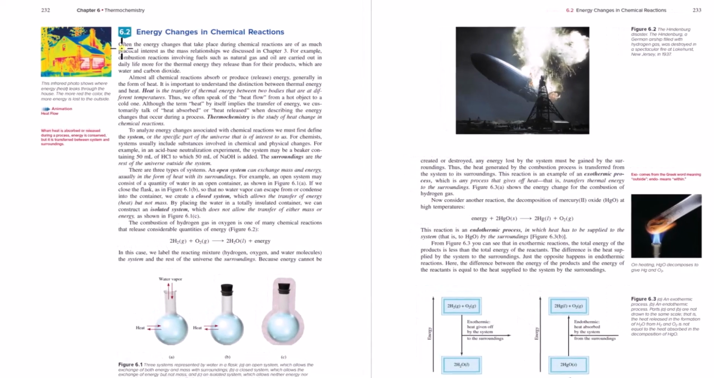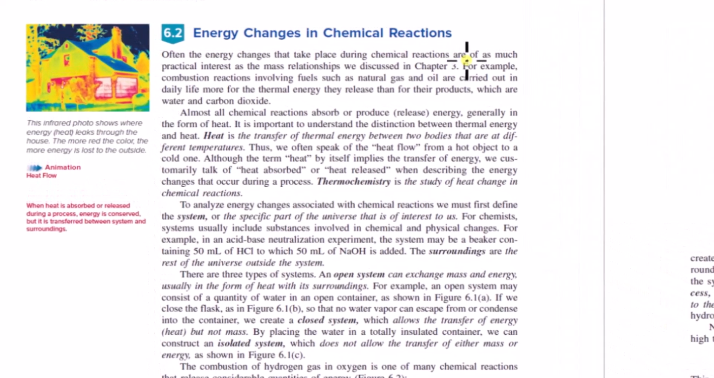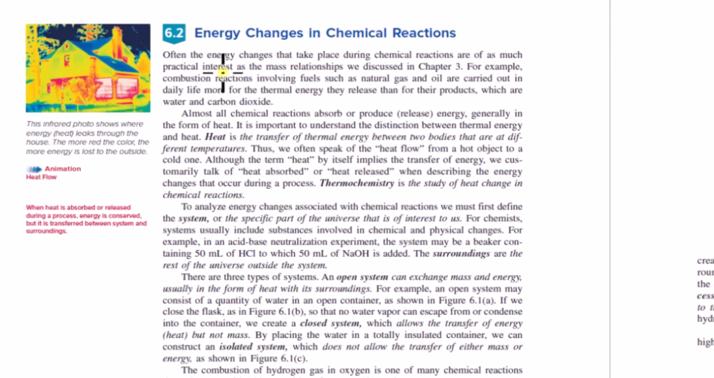All right, so it says often the energy changes that take place during chemical reactions are of as much practical interest as the mass relationships we discussed in chapter 3. For example, combustion reactions involving fuels such as natural gas and oil are carried out in daily life more for the thermal energy they release than for their products, which are water and carbon dioxide. Yeah, so doing thermodynamic analysis of chemical reactions is very useful.